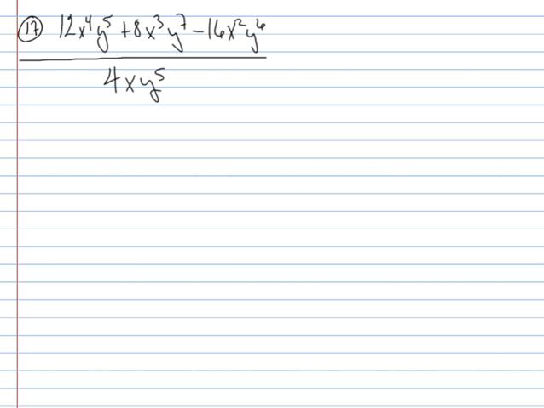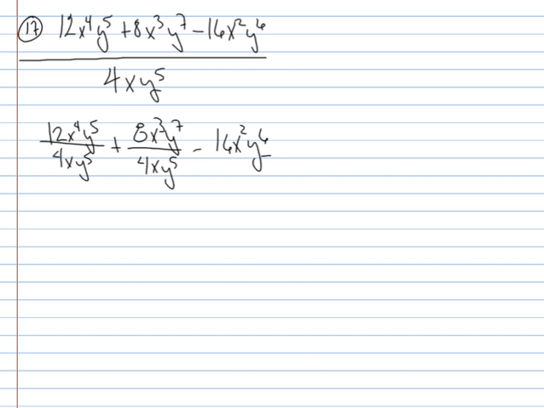Anytime you're dividing a polynomial by a monomial, we just go through and separate them out as individual fractions and reduce each one up. So this first one becomes 12x to the 4th y to the 5th over 4xy to the 5th, plus 8x cubed y to the 7th over 4xy to the 5th, minus 16x squared y to the 6th over 4xy to the 5th. So now we've got to go through and simplify each one of these individual fractions.